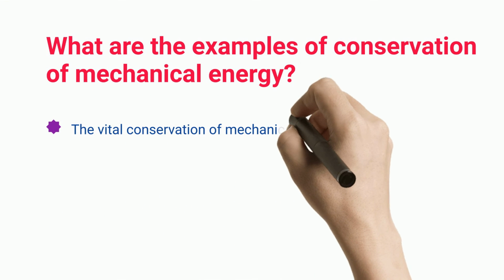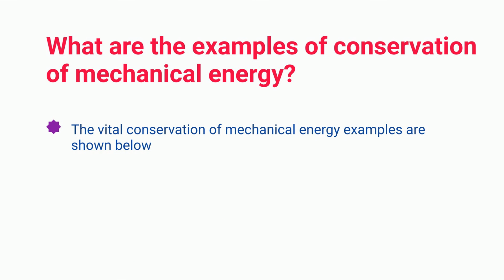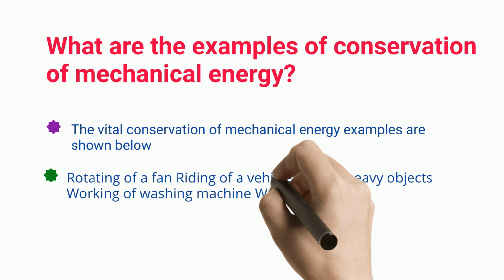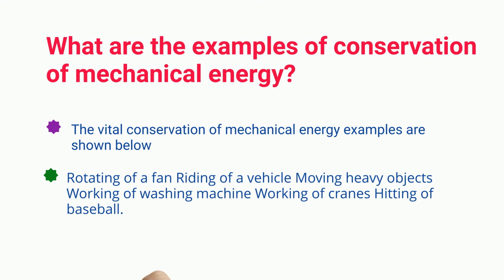The vital conservation of mechanical energy examples are shown below. Rotating of a fan, riding of a vehicle, moving heavy objects, working of washing machine, working of cranes, hitting of baseball.